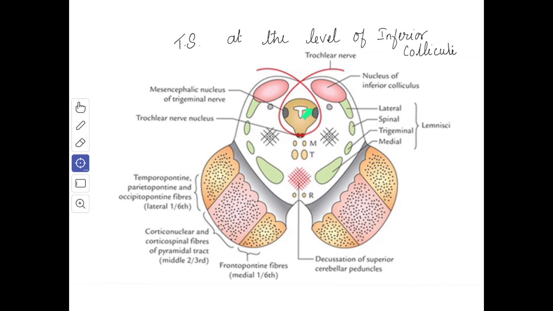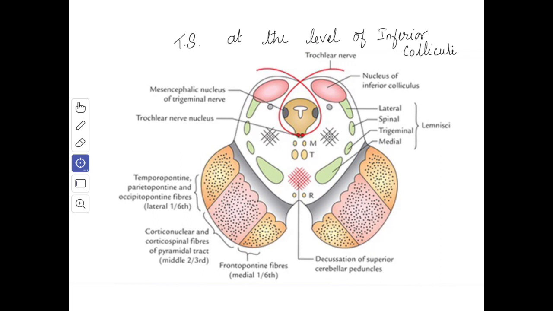Here this is the central gray matter. So this is the cerebral aqueduct, and surrounding this is the central gray matter. Here you have two nuclei: the nucleus of the trochlear nerve, and the mesencephalic nucleus of the trigeminal nerve. The trochlear nerve nucleus is situated close to the median plane, just posterior to the medial longitudinal bundle.